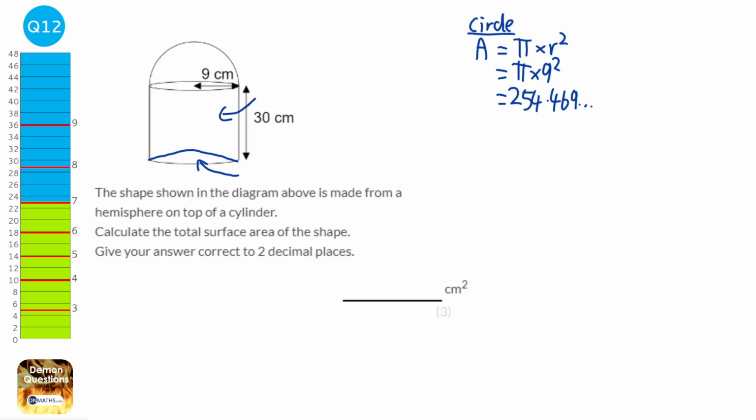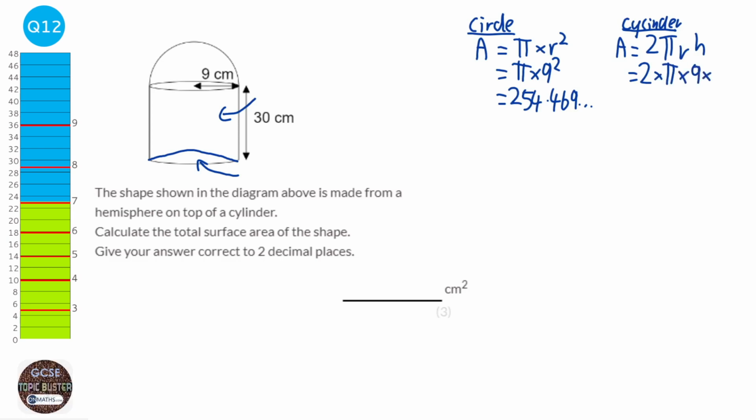Next bit is the curved bit of the cylinder, so we're going to do the cylinder next. And it's just the curved bit, and the formula for that is 2 pi r h. So 2 times pi times the radius, which is 9, times the height, which is 30, and that will give us 1696.460 and so on.